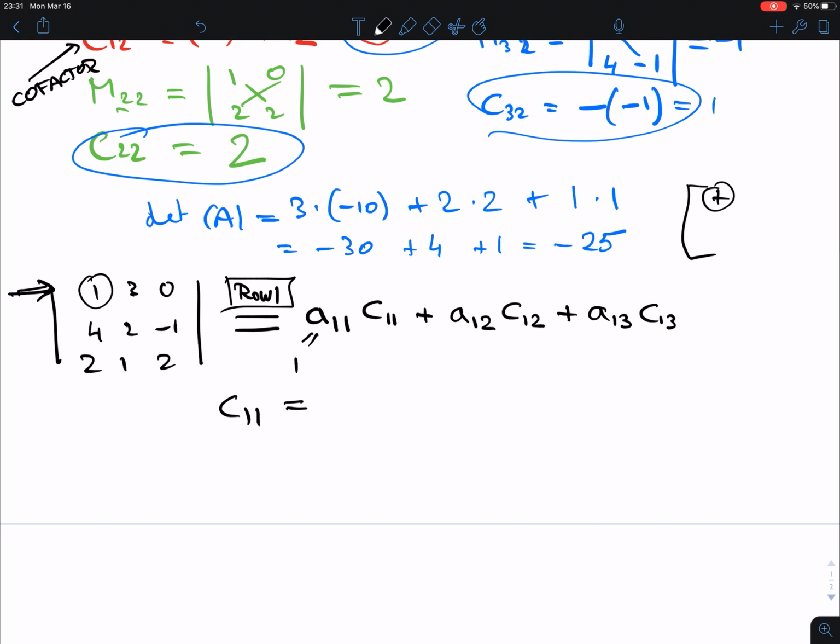Plus, it always starts with a plus. Minus, plus, minus, plus, minus, plus, minus, plus. This has to be a 3 by 3 matrix, right? Later we'll see that for 4 by 4 matrices you have to make a pattern with 4 by 4s.